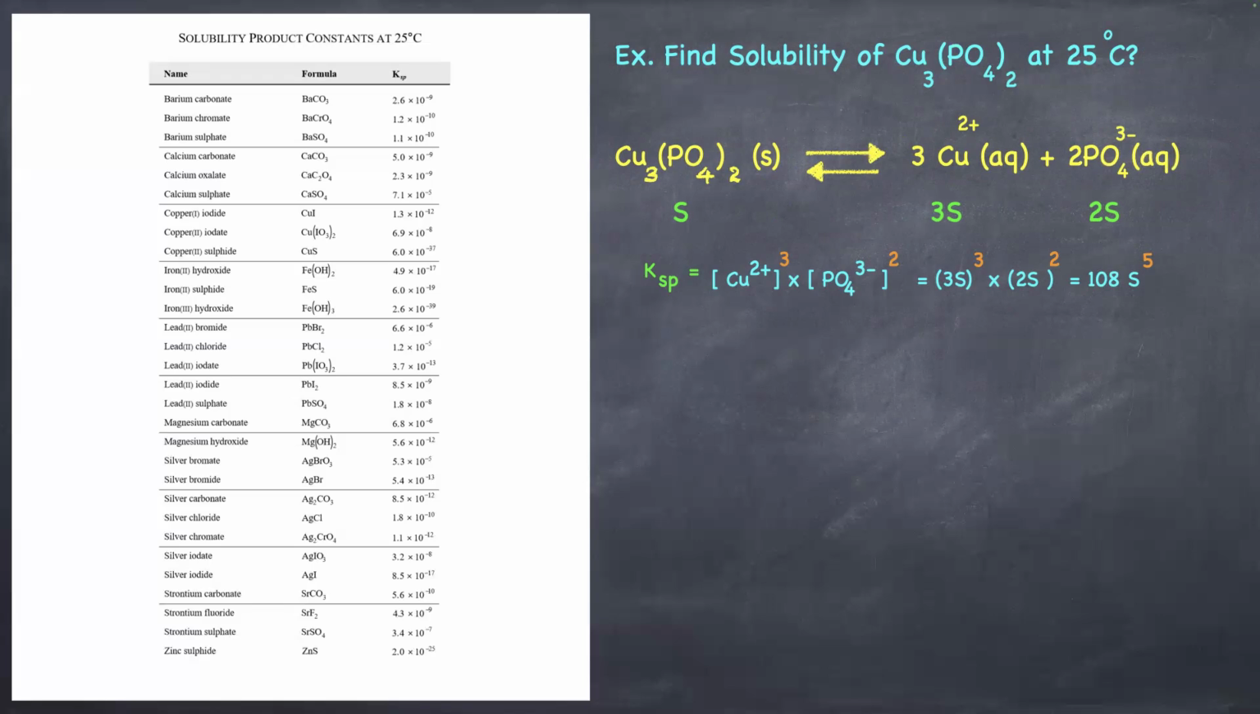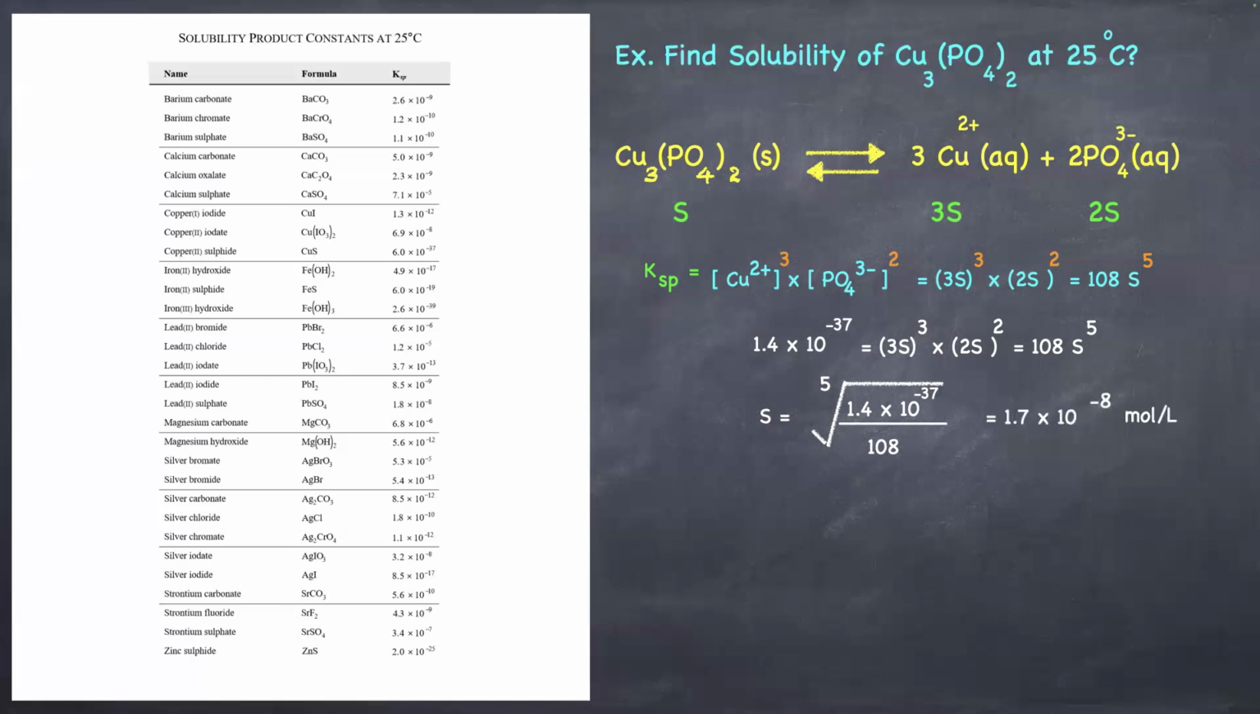My table doesn't have the Ksp value for this compound, so I had to search for it. But if your textbook has it, you can grab it from there. I searched it, and the Ksp was 1.4 times 10 to the negative 37. So that equals 108 s to the power of 5. To solve for s, or solubility, we have to divide the Ksp value by 108 and then take the fifth root of that, and the answer will end up becoming 1.7 times 10 to the negative 8 moles per liter.